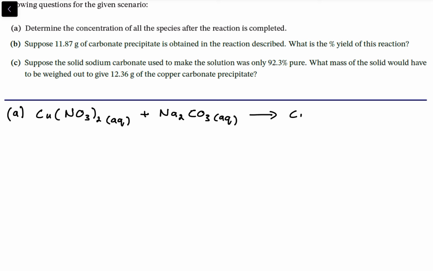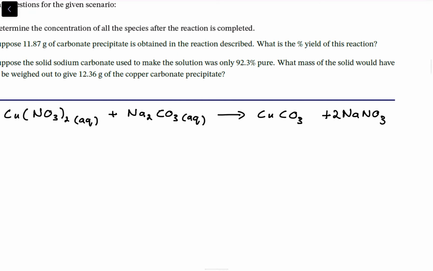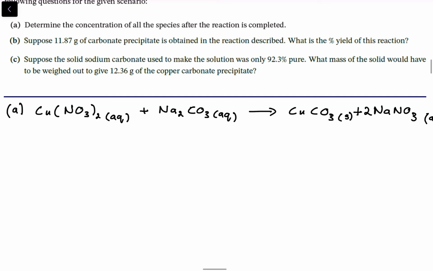So we can write the products that will form: copper carbonate and sodium nitrate. And we can just quickly balance that. There will be 2 sodium nitrate that forms. And to check the phases, all nitrates are soluble, but copper carbonate is insoluble. So that forms a precipitate. That means that anything that goes to copper carbonate is no longer soluble. It falls out of solution.